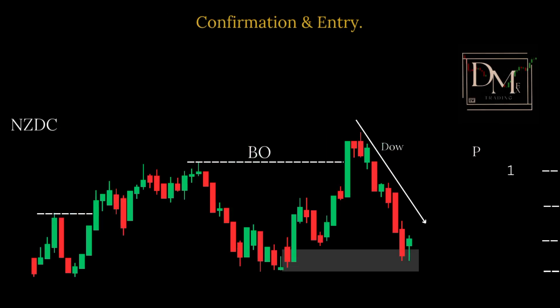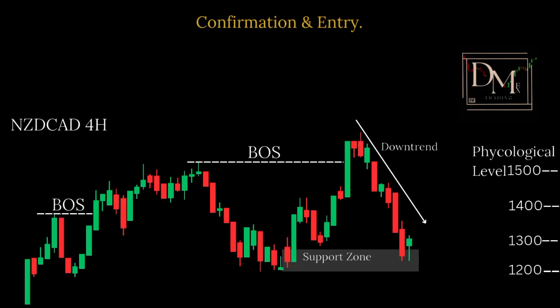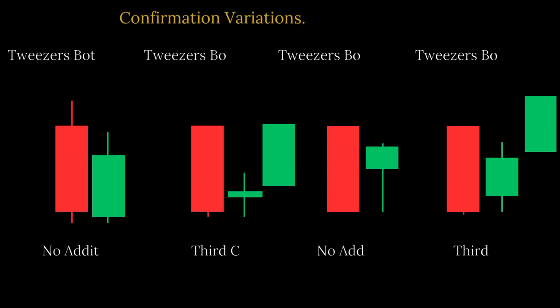And finally, confirmation and entry. Confirmation of the tweezer bottom candlestick pattern varies depending on the specific variation, as certain combinations provide immediate bullish signals upon completion, while others require additional candlestick confirmation for higher reliability. The need for confirmation is influenced by the strength of the bullish reversal signal inherent in the second candlestick.